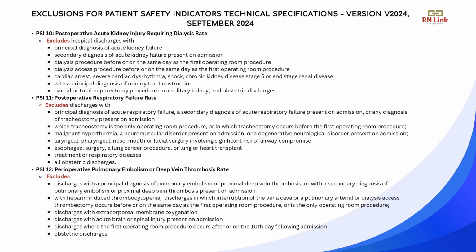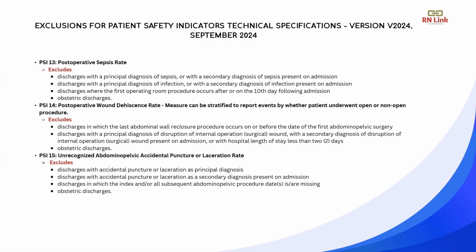Discharges with acute brain or spinal injury present on admission. Discharges where the first operating room procedure occurs after or on the 10th day following admission. Obstetric discharges. PSI 13, postoperative sepsis rate. Excludes discharges with a principal diagnosis of sepsis, or with a secondary diagnosis of sepsis present on admission.